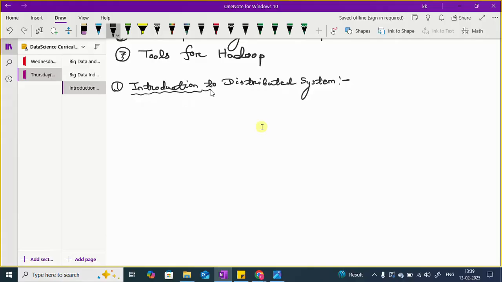Fine. Guys, what do you mean by distributed system? Anybody having any idea? Please let me know. You can put it in the chat. What do you mean by distributed system? Simply in English terminology first, then we'll try to understand from the technical point of view. So, what do you mean by distributed?